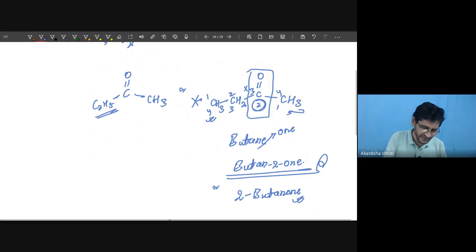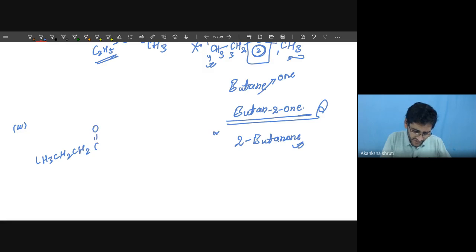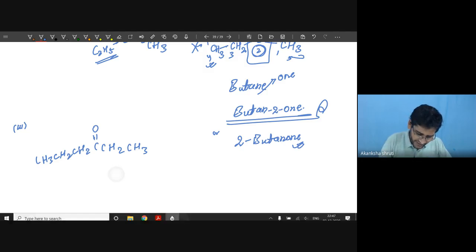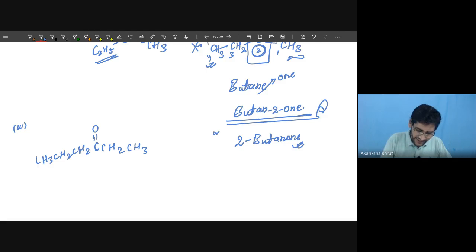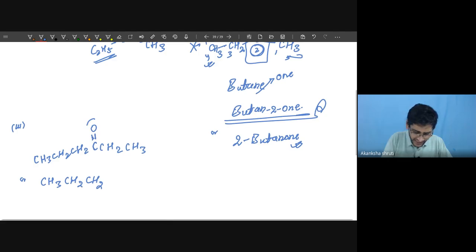So the third one, let us take CH3, CH2, CH2, CO, CH2, CH3. It is like this one. A student, here we are getting that I have written this CO like this, or many a time it is also written like this: CH3, CH2, CH2, rather than this carbon and this double bond, it may be written as CO.